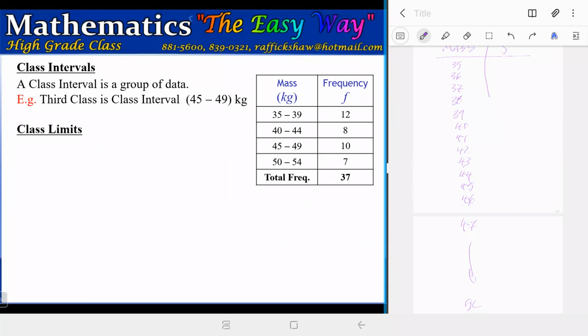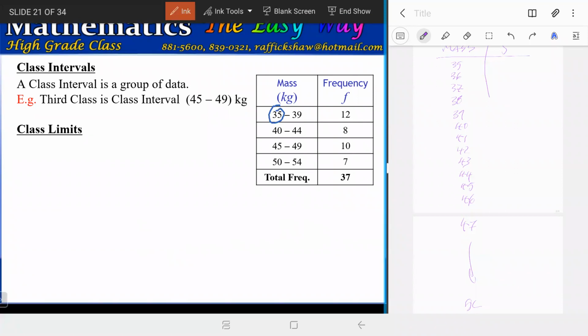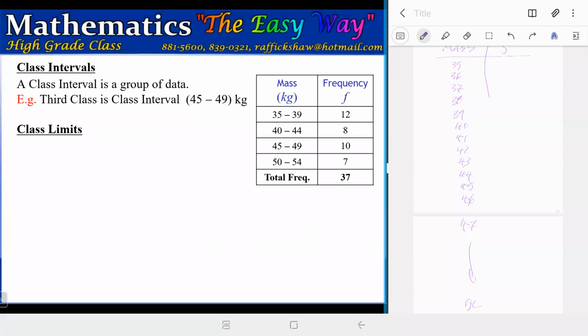Then we have the class limits. Class limits are the endpoint values as they appear in the table, the limit values. So the 35 and the 39, for example, these are the limit values. There's a lower limit and an upper limit. So the values as they appear in the table are called the class limits. These are the end values of the class interval as they appear in the table.